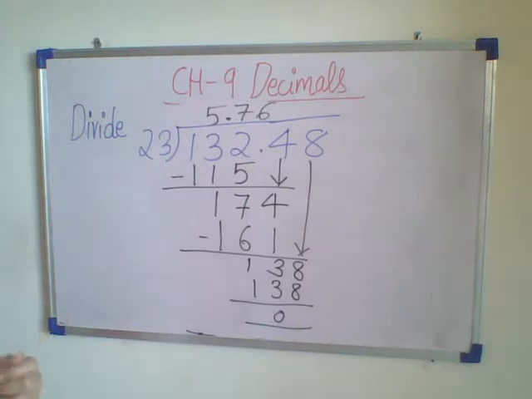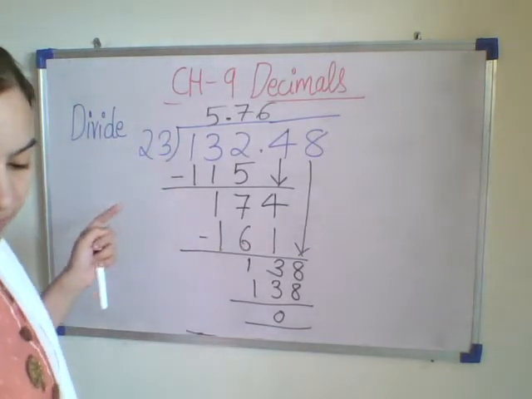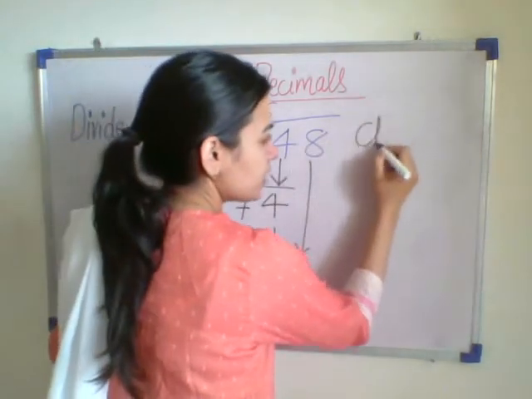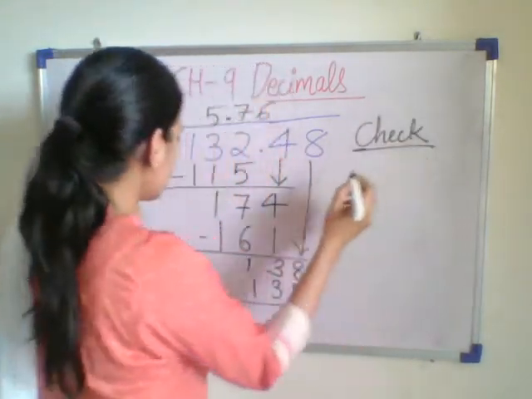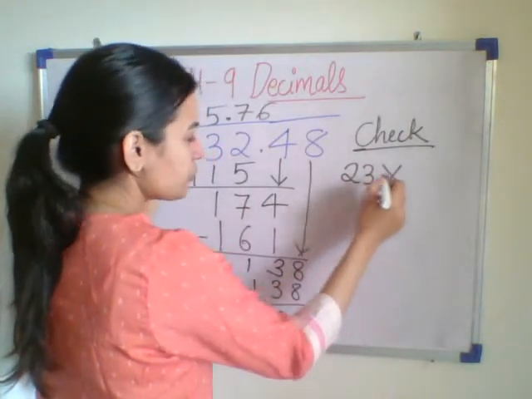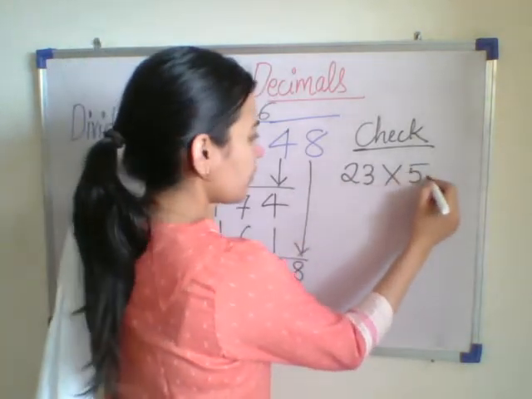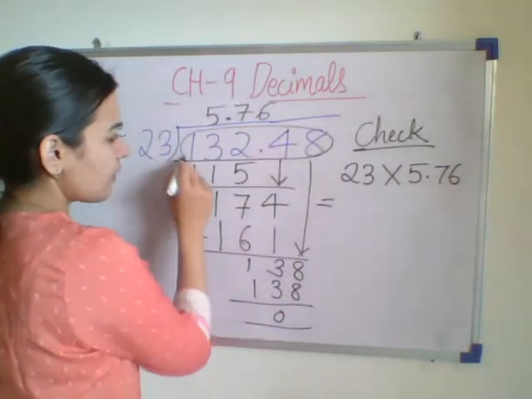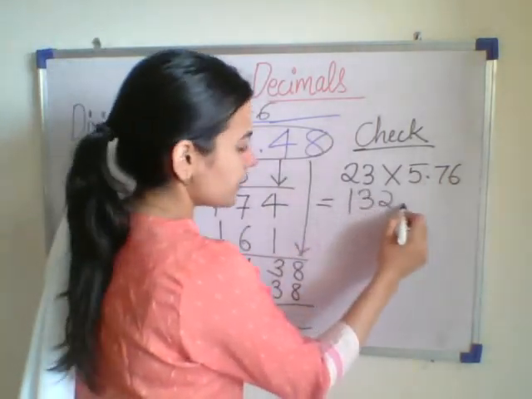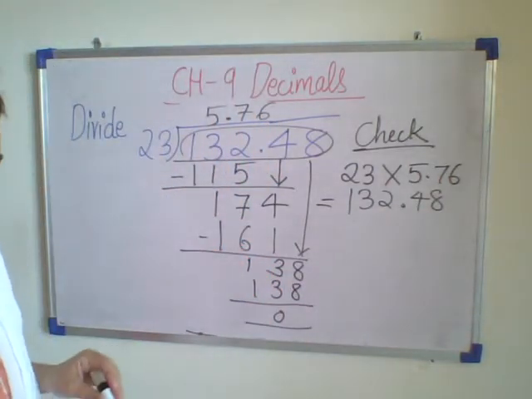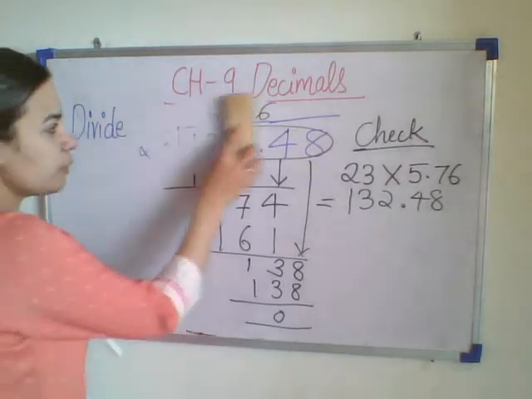Now let us do one more division. If you want to check whether the division done is correct or not, how do you check? You have to multiply this divisor, what is the divisor? 23. You have to multiply it with the quotient 5.76. What should you get? You should get this dividend. It means that the division done by us is correct. Let us do one more problem.